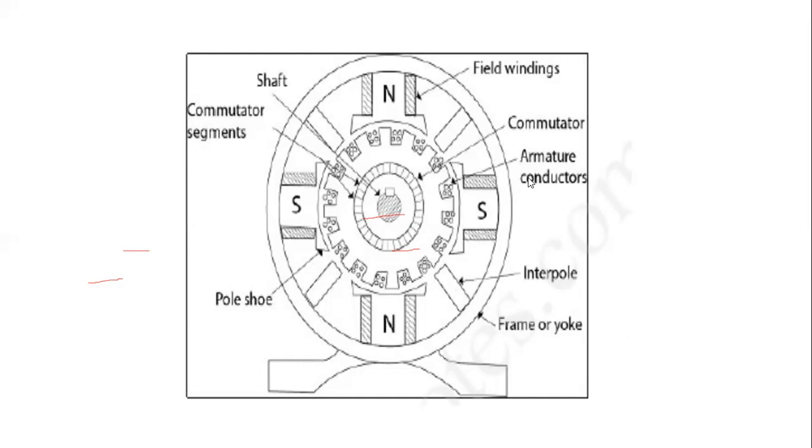It is the rotating part of the machine. It is made of cast iron or cast steel. The winding is made of copper material.